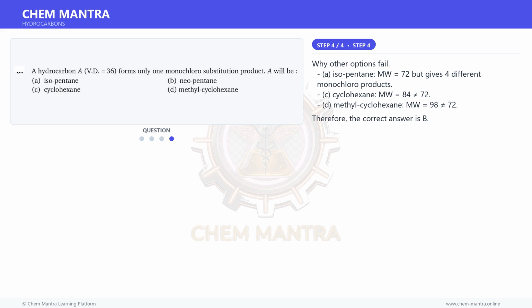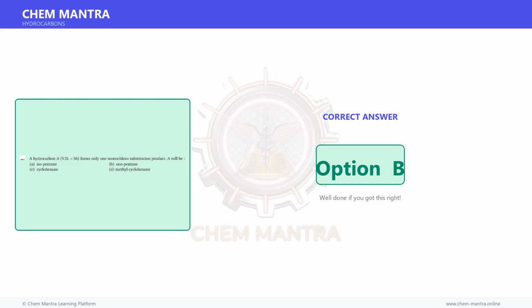A. Isopentane, molar mass is equal to 72, but gives 4 different monochloro products. C. Cyclohexane, molar mass is equal to 84, which is not equal to 72. D. Methylcyclohexane, molar mass is equal to 98, which is not equal to 72. Therefore, the correct answer is option B.